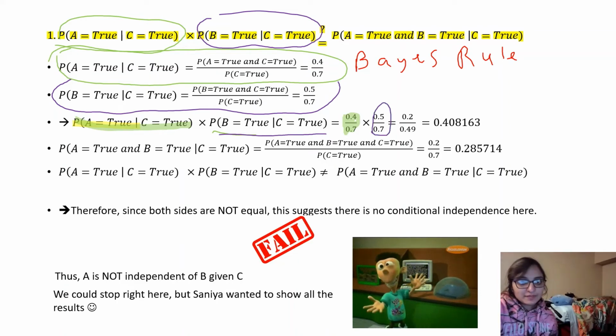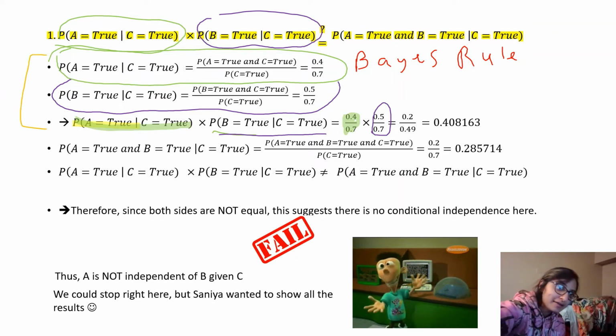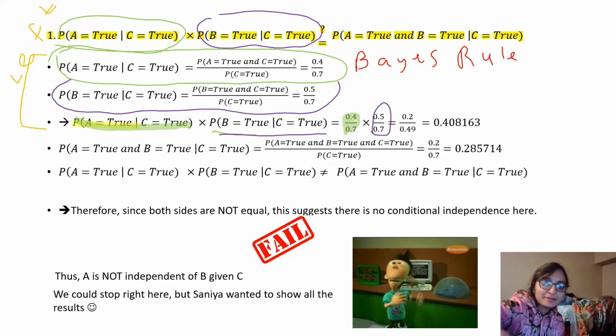Then we start multiplying them. This 0.4 over 0.7 becomes here, and this 0.5 over 0.7 becomes over here, and we're just figuring out what the left-hand side is. That is 0.2 over 0.49, which is approximately 0.408163. So this part right here is the left-hand side. All of this calculation was for the left side.